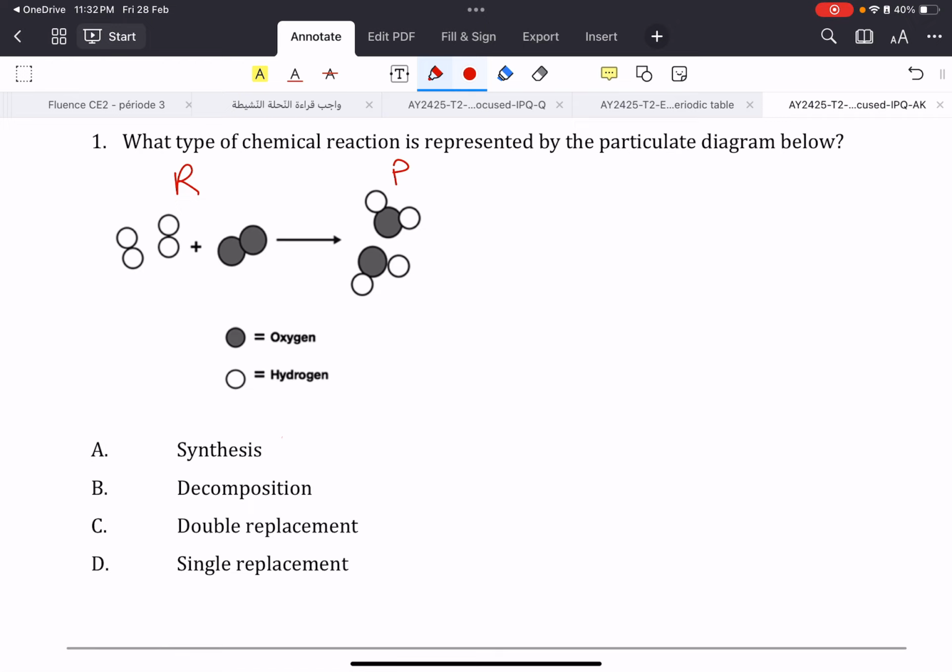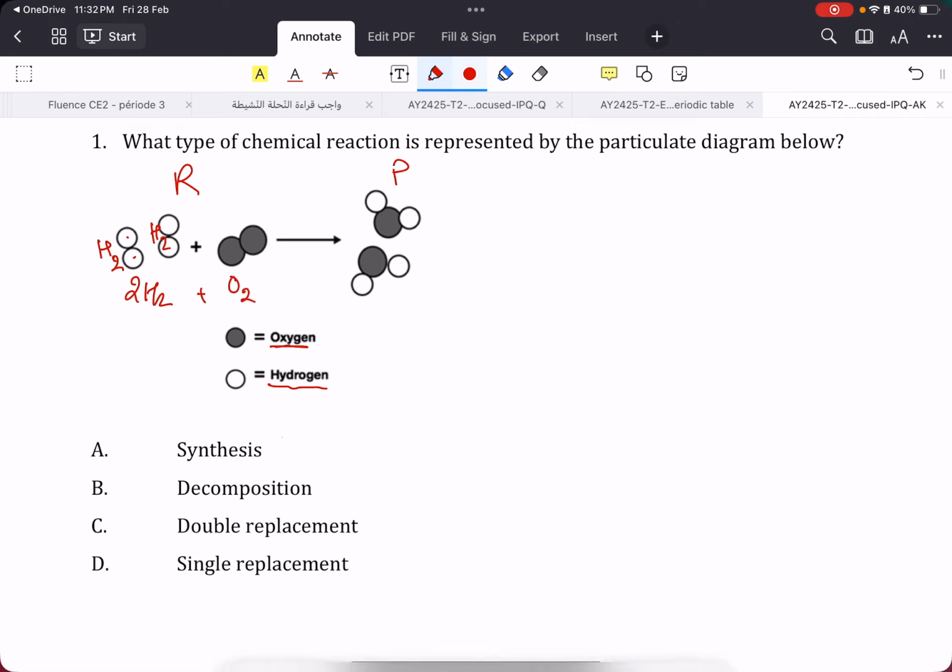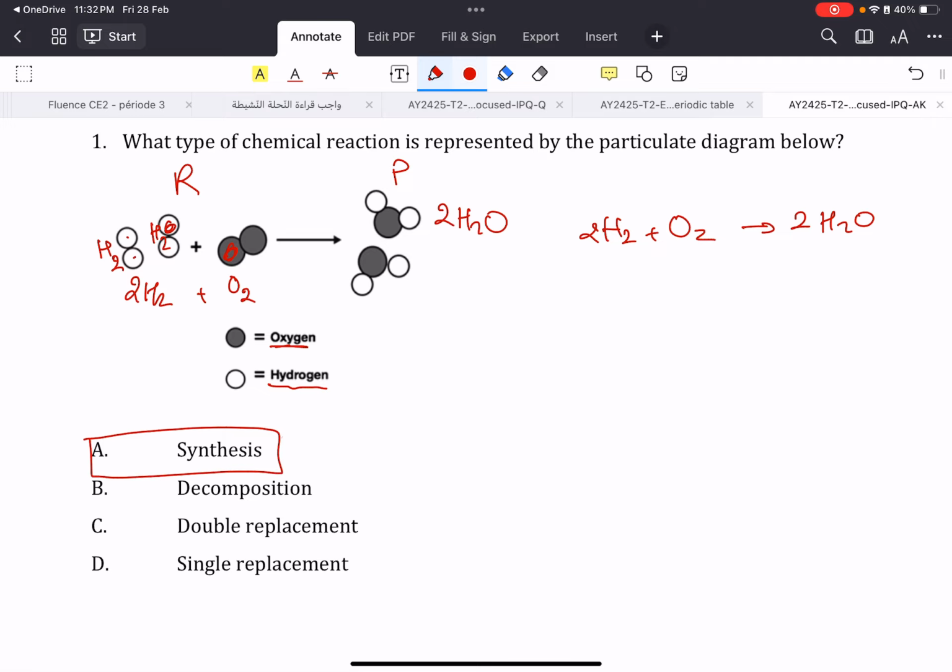So here I have hydrogen, which is H2, twice of these H2, added to oxygen, and it seems that these molecules are combining, one gray from here and one white from here, which is the 2H2O. So we are talking about hydrogen plus oxygen giving 2H2O. So this is a combination reaction, or what we also call a synthesis.